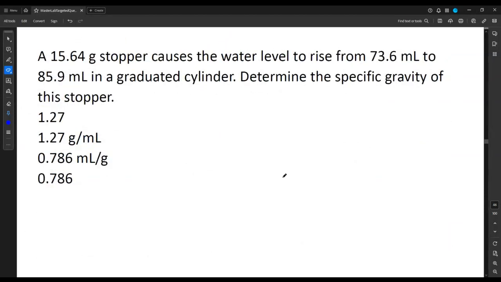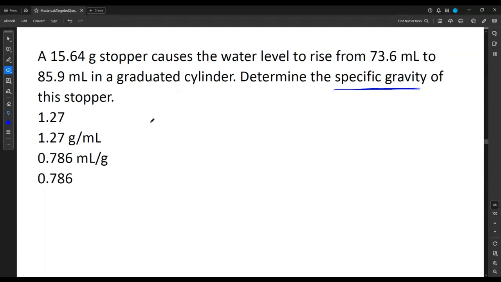Okay, here. So we want to use some information about a stopper and what happens when it's placed in a graduated cylinder with a water sample to find specific gravity. So there are a few steps that we need to pay attention to with this one. Some important things that are common lab activities.